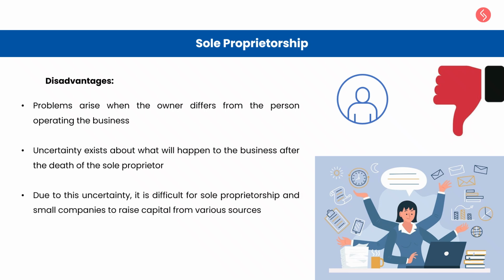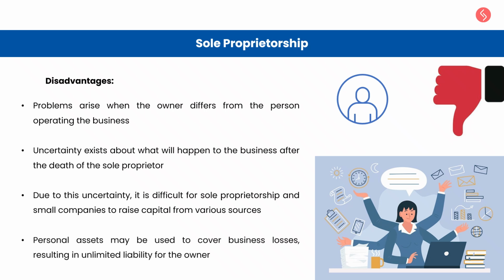Due to this uncertainty, it is very difficult for sole proprietorships and small companies to raise capital from various sources. Personal assets can be used to cover business losses, leading to what is called unlimited liability for the owner.